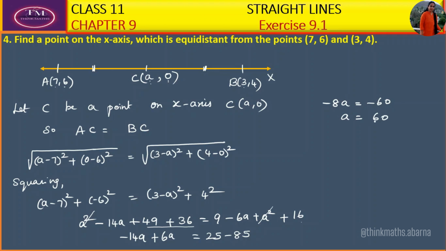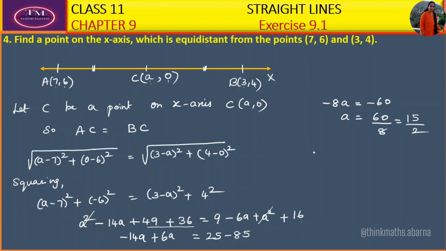As 8 is in product, it will come to division. So 60 by 8, which we divide by the 4 table. 1 fourth and 5 fourths are 20, divided by 2 fourths are 8. So a is 15 by 2.